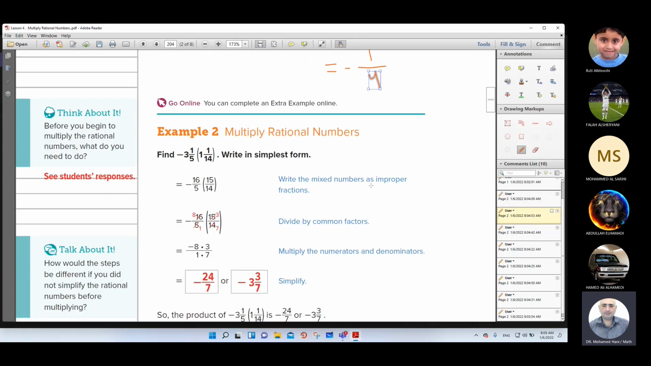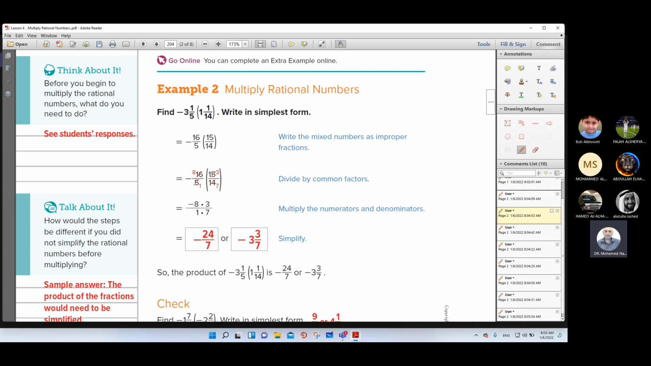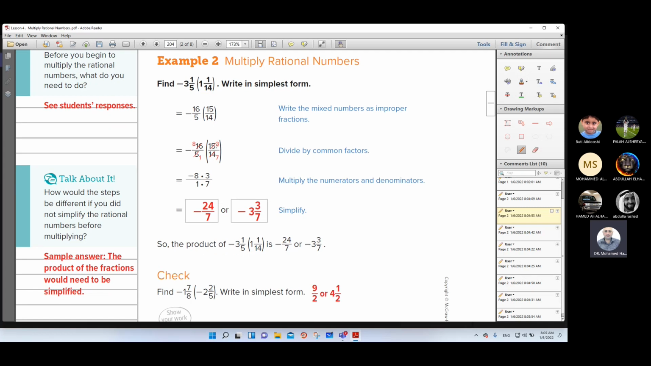In this example, find negative 3 and 1 over 5 multiplied by 1 and 1 over 14. As you see here, it is a mixed number times a mixed number. So the first step, change the mixed numbers to fractions. Take the same sign, negative, then 3 times 5 is 15, 15 plus 1 is 16, over the same denominator, 5. And here the same idea, 1 times 14 is 14, 14 plus 1 is 15, over 14. We can simplify here.